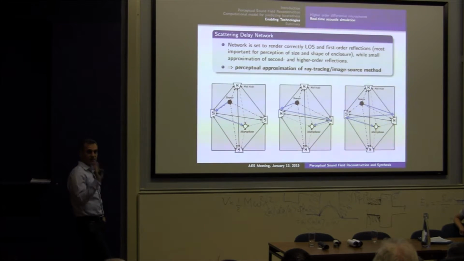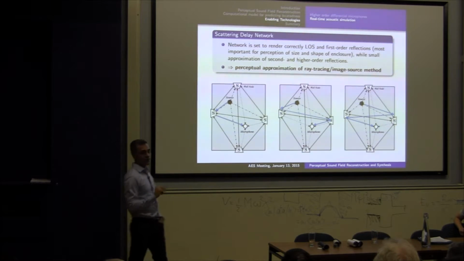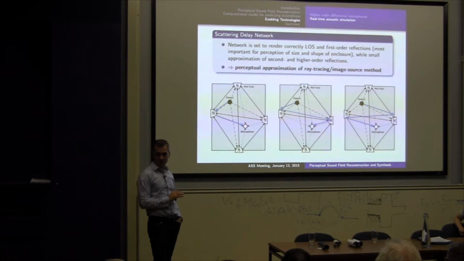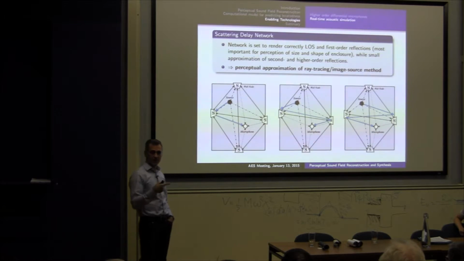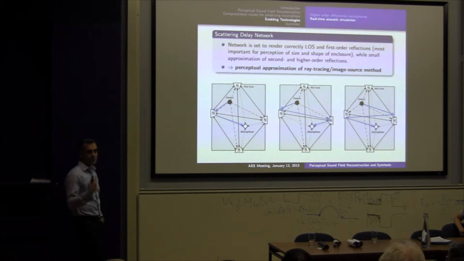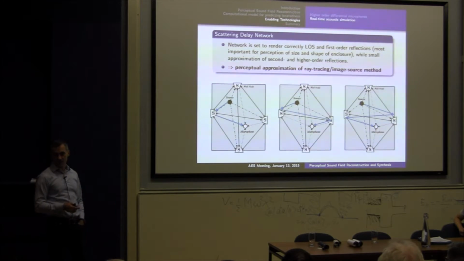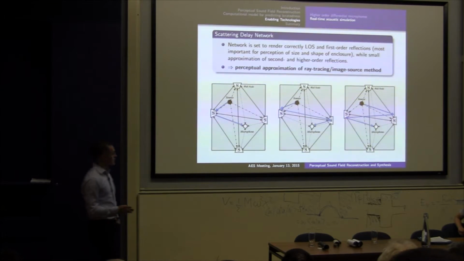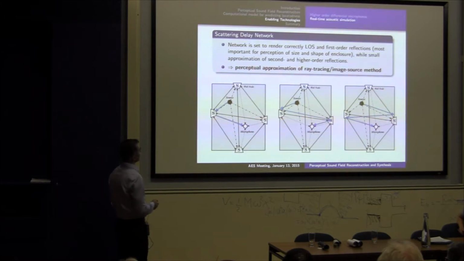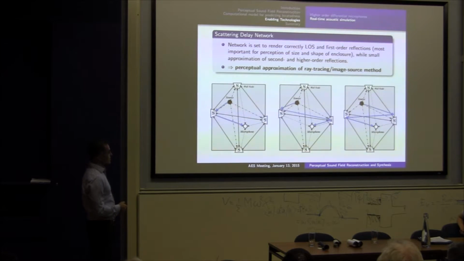sound field, the line of sight wave correctly, and first order reflections correctly, and then as the order of reflections grows, we are making coarser and coarser approximation. And how do we do that? So let us look at an enclosure. So we have a source and we have a microphone here.